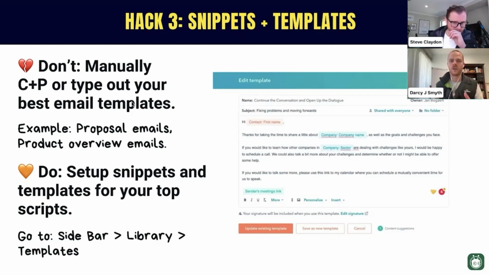Now, you might ask the question, what are templates handy for if you could have just done that as an EDM, like send it out as an email blast to your network? I prefer the outbound approach.